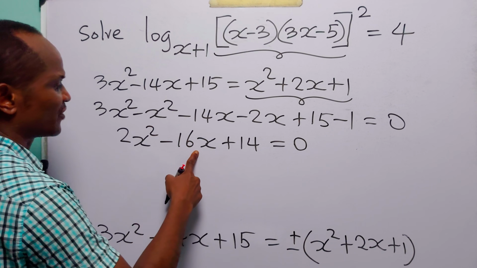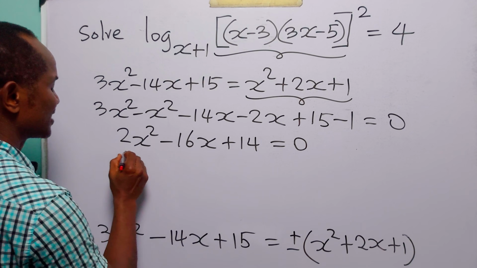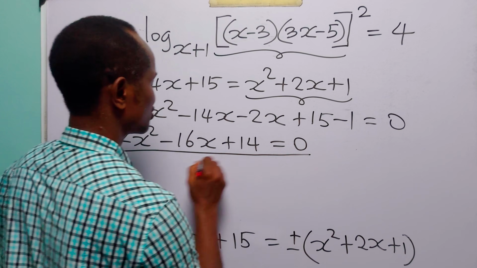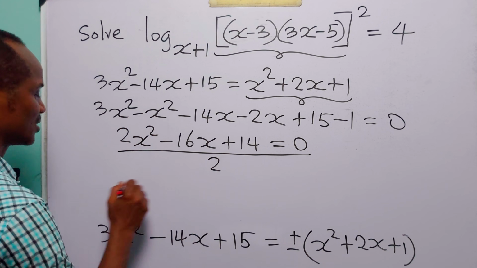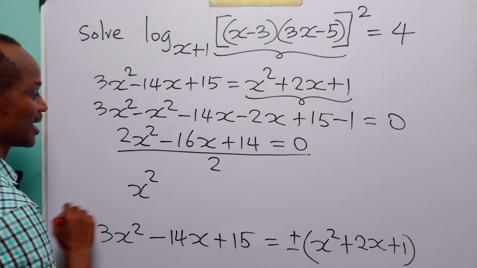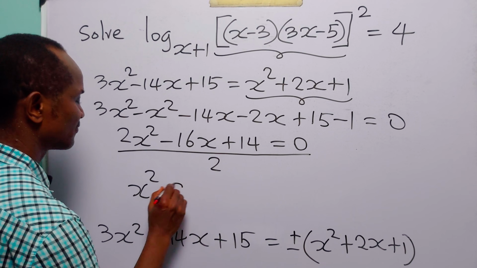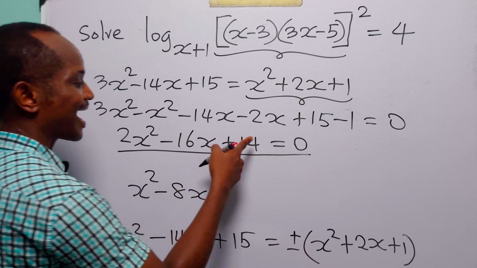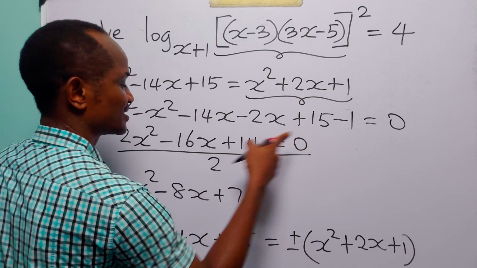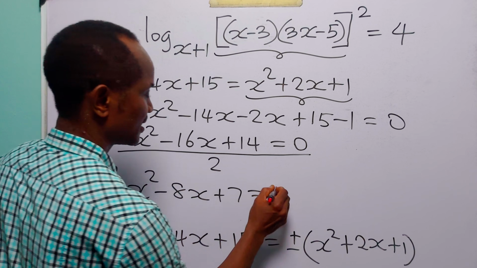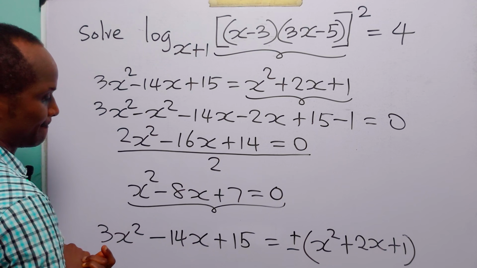Now, notice that we have a common factor between these three terms, 2. So let us divide through this equation by 2. 2x squared divided by 2 is going to give us x squared. Minus 16x divided by 2 is going to give us minus 8x. And 14 divided by 2, of course, is 7. Now, 0 divided by 2 is 0. So this is the first equation.